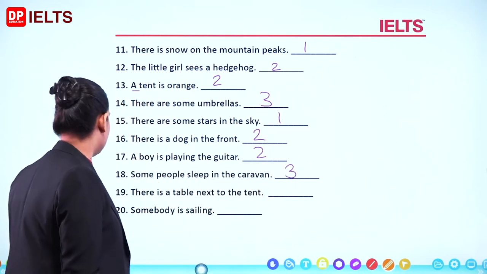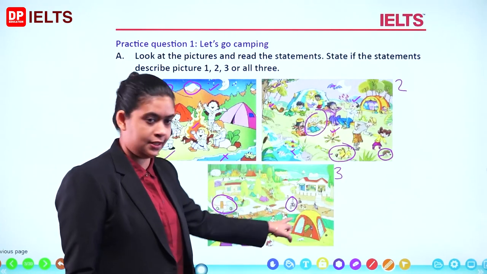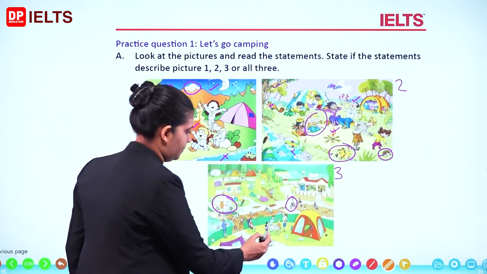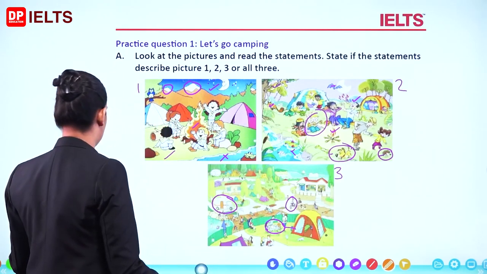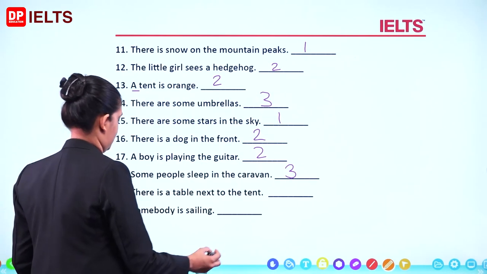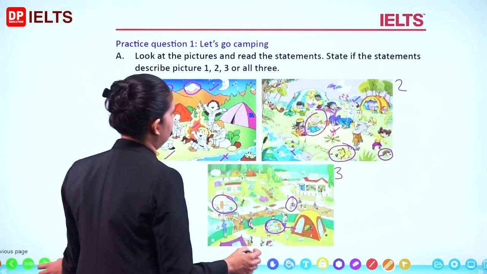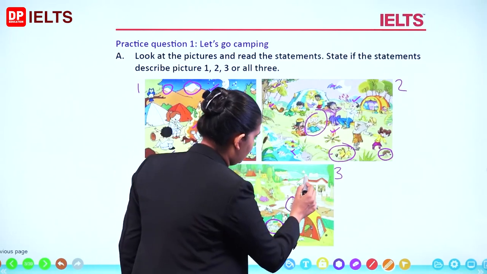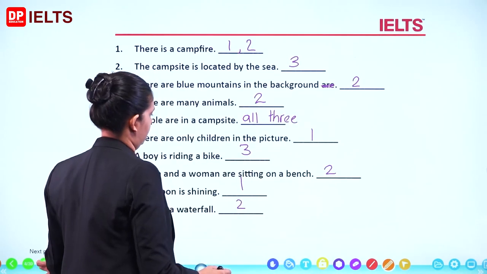There is a table next to the tent. Table ekak tiyena tent ekata eha patte. This one here. You can see the table here. Next to the tent. Okay. So that is three again. Somebody is sailing. Right. Me sail karagene yanawa aatha. That is of course picture three.